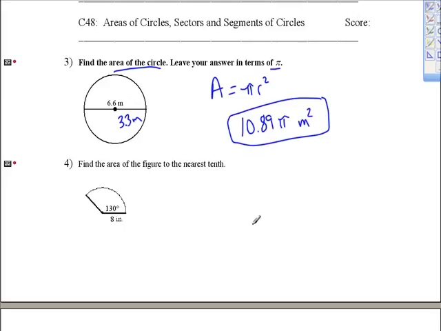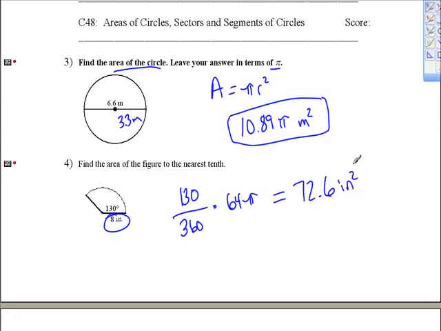That's number 3. On number 4, we're finding the area of the sector that's given. It's 130 degrees of the entire circle, so that's 130 degrees of the entire 360 degrees. And to find area of a circle, again, it's pi r squared. The radius is 8, so if we square that, we get 64 times pi, which is equal to approximately 72.6 square inches. Any questions on 3 or 4?